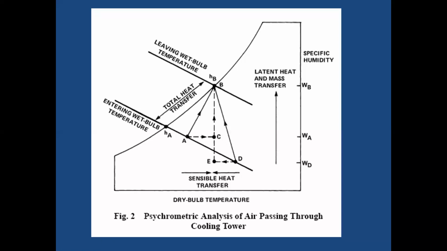So at the time of design, the entering conditions, especially the wet bulb, are very much essential because they decide the area to be provided in the cooling tower as well as the makeup water required. So this is just a psychrometric analysis of the two extreme atmospheric conditions. One condition is humid and the second condition is dry.